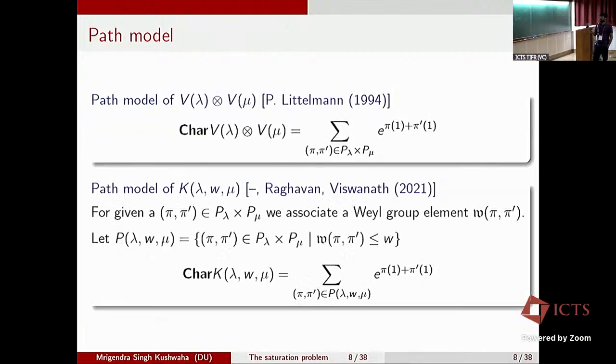Okay, so we also give a path model exactly in the same spirit, a path model for the Kostant and Kumar modules. What we do is, for a given pair pi and pi dash, we associate a Weyl group element that is denoted by script W pi pi dash. Then we single out this subset of P lambda cross P mu, the collection of all pairs such that the associated Weyl group element is less than or equal to W. Then you sum over all the pairs in this set, and that will give the character of the KK module.